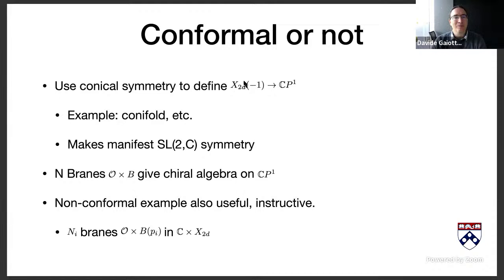But anyway, this is just an aside. This is the setting that Dijkgraaf and Vafa were discussing originally. They had a conifold, they're wrapping branes on CP1, and then they're doing a geometric transition to the deformed conifold.